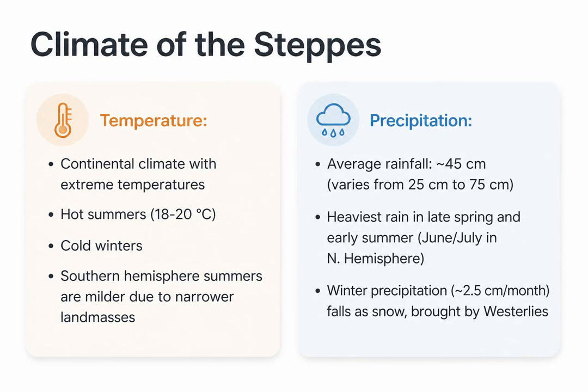The climate of the steppes is highly continental, meaning it experiences significant temperature extremes. Summers are quite warm, averaging 18 to 20 degrees Celsius, while winters are bitterly cold. However, in the southern hemisphere, the land masses are narrower, allowing for more maritime influence, which makes their summers much less severe. As for precipitation, the steppes receive an average of 45 centimeters annually, sitting right in that sweet spot between desert and forest. The heaviest rains usually arrive in late spring and early summer. During the winter, occasional depressions from the westerlies bring light precipitation, which falls as snow.